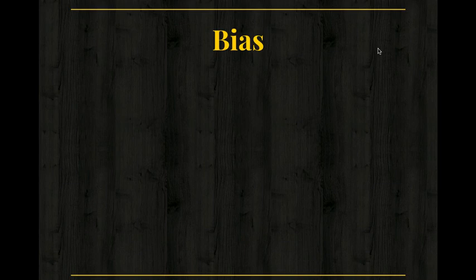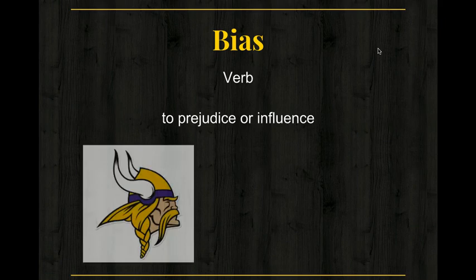Next word is bias. This is a verb, and this means to prejudice or influence. A lot of times sports fans have their favorite team. They are very biased towards that team. So the Minnesota Vikings, I like the Vikings. I am biased towards them. I always think that, when I watch the Vikings, bad calls go against the Vikings because I'm biased. I want things to go well for my team.